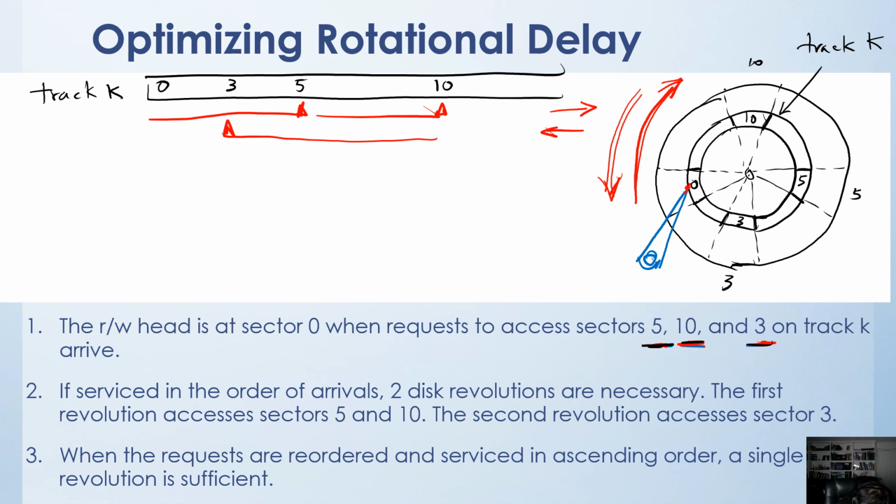So currently the read and write header is at sector 0. I'm going to go into sector 3 and serve over there, and then going this way, serve sector 5 and serve sector 10. So in this case, there's only one revolution. You just rotate it in one direction. You don't need to go clockwise and then counterclockwise. So this way you can basically optimize the rotational delay.